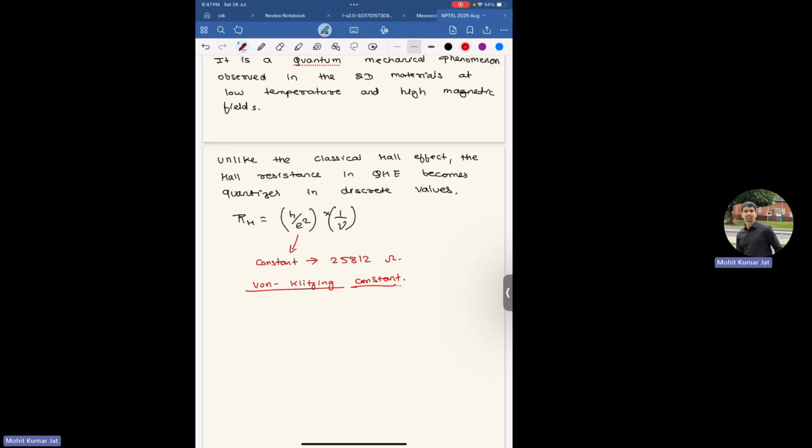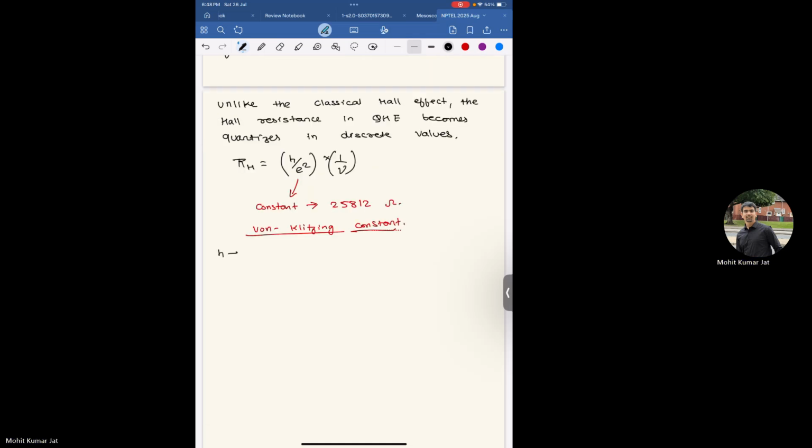This name is based on the scientist von Klitzing, who discovered this phenomenon of the quantum Hall effect first in the gallium arsenide system. And for this, he won the Nobel Prize in Physics of 1985. So here H is Planck constant, E is electronic charge, and nu is the filling factor.